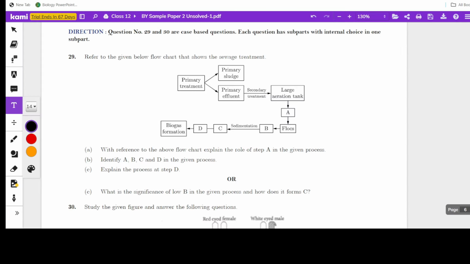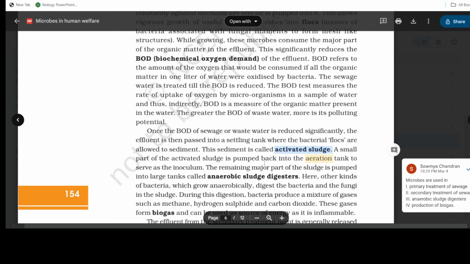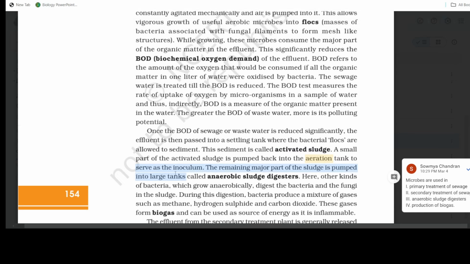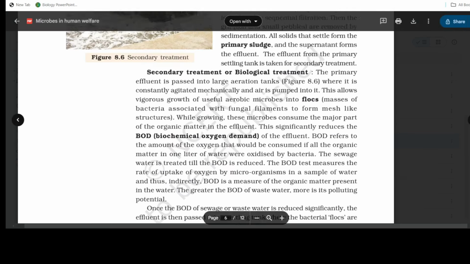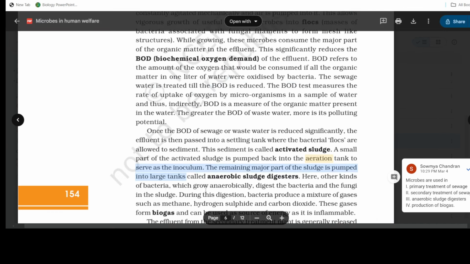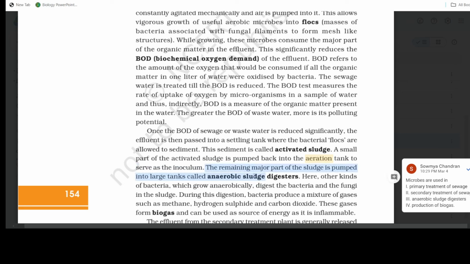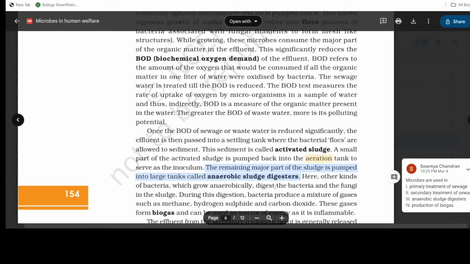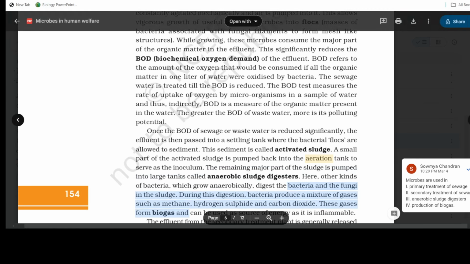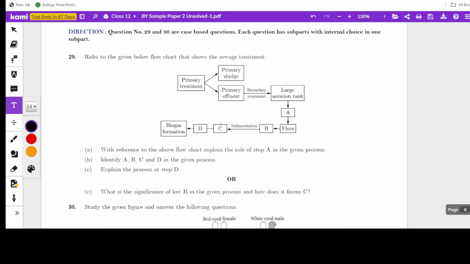And then what is happening to that activated sludge? A small part of it is pumped back into the aeration tank to serve as the inoculum for the formation of flocs. Then the major part of the sludge is pumped into anaerobic sludge digesters. In anaerobic sludge digesters, anaerobic decomposition is happening, where the bacteria and fungi anaerobically digest it, producing biogas. So activated sludge goes to anaerobic sludge digesters, and from there we get the biogas.